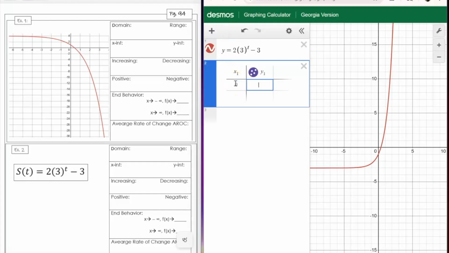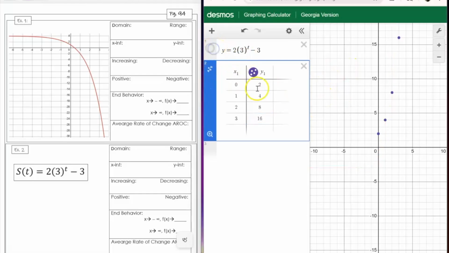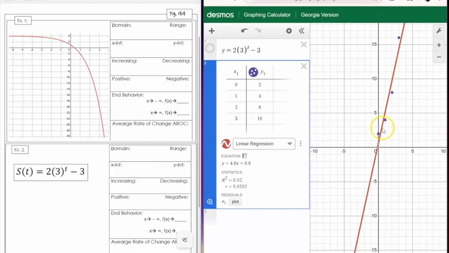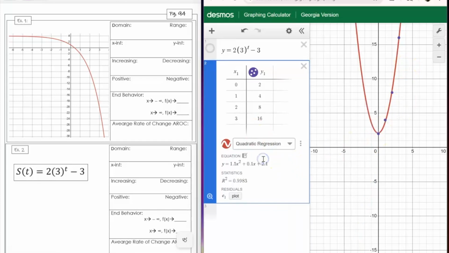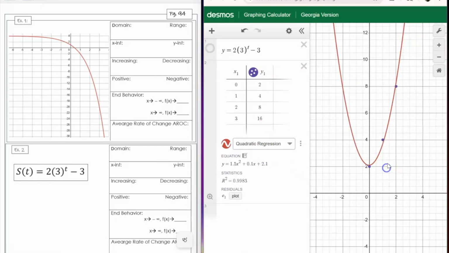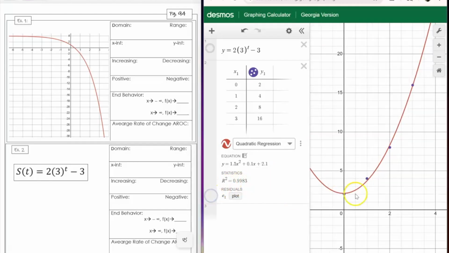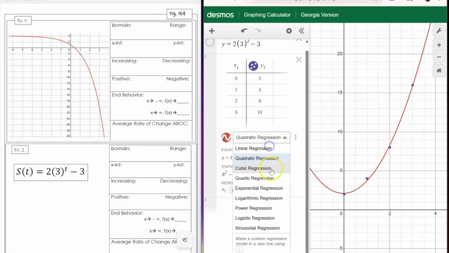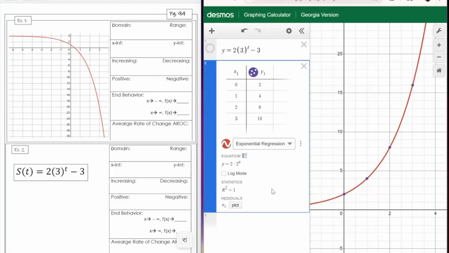So let me just make some up. One, let's just say it doubles each time. 8, 16. So once you put it in, I'm just going to hide this real quick. Okay, you can connect the dots by hidden regression. You know it's not linear because it's not fitting. Is it quadratic? It looks like it's quadratic, but if you zoom in, so hit zoom fit, you can see it doesn't hit it. So then it has to be exponential, which fits perfectly.